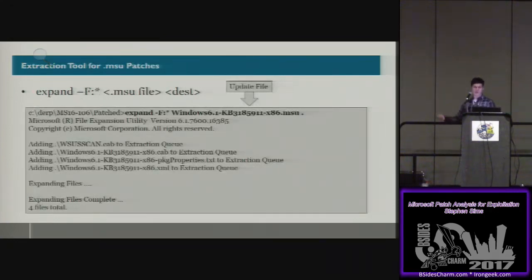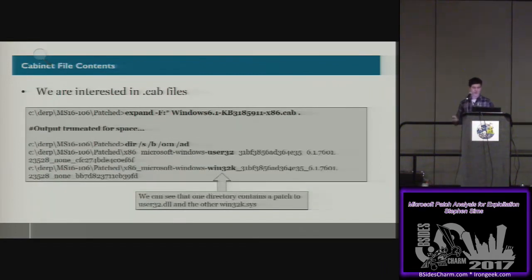Here's the command you would run: expand -F:* to expand everything, give it the MSU file, and once you do that, there's a cabinet file. You would then have to do the same extraction method on the cabinet file. So here you can see we're extracting the cabinet one with the expand tool, and we're running a dir to see what changes are in there, what directories are in there. You can see there's one for user32 and one for Win32k. Win32k is a driver file; it's actually the kernel side of the Windows subsystem. CSRSS.exe would be the userland side. And then we've got user32 updated as well.